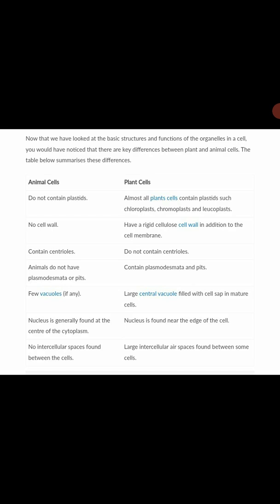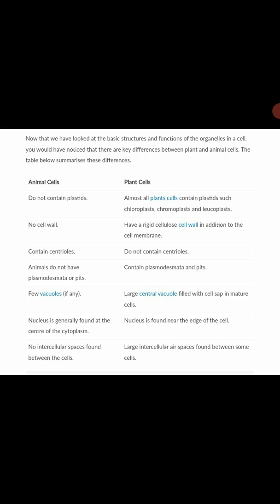Animal cells do not have plasmodesmata or pits. We looked at that in the previous class. Plant cells contain plasmodesmata and they also contain pits. Number five, few vacuoles, if any. Animal cells have a scanty number of vacuoles, while plant cells have a large central vacuole filled with cell sap in mature cells.